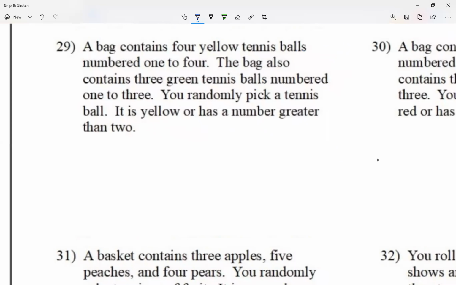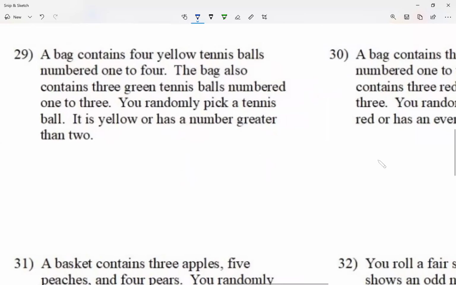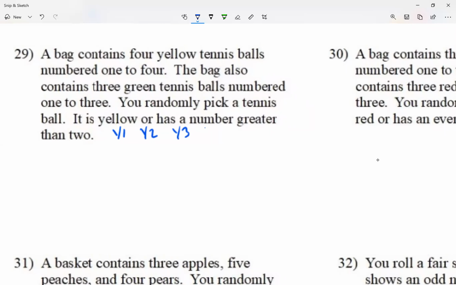Okay, number 29. A bag contains 4 yellow tennis balls, numbers 1 to 4. Let me just say it: yellow 1, yellow 2, yellow 3, yellow 4. The bag also contains 3 green tennis balls, numbers 1 to 3. So I'm going to say green 1, green 2, green 3. You randomly pick a tennis ball. It is yellow or has a number greater than 2.